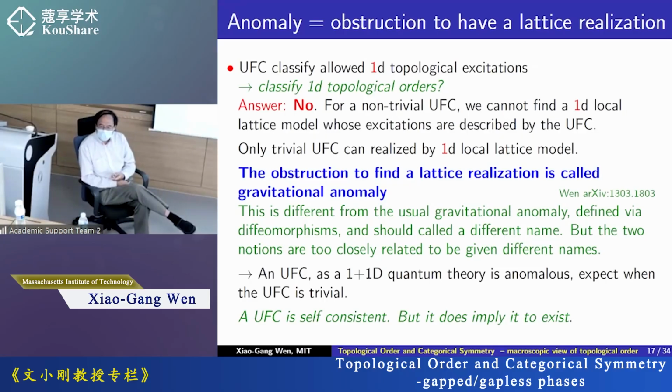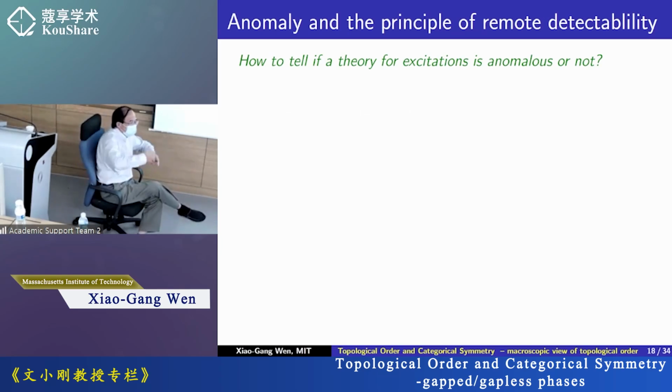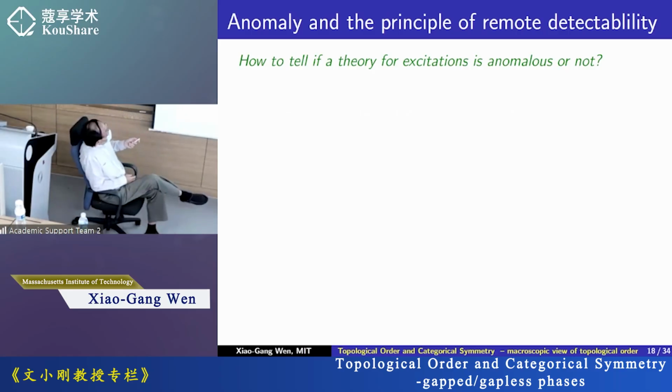Is there a possibility to realize a non-trivial UFC on the boundary of a hierarchy? Yeah, that's the next slide. I will try to explain anomaly more generally. Why does this theory have an anomaly? The anomaly is related to the principle of remote detectability.